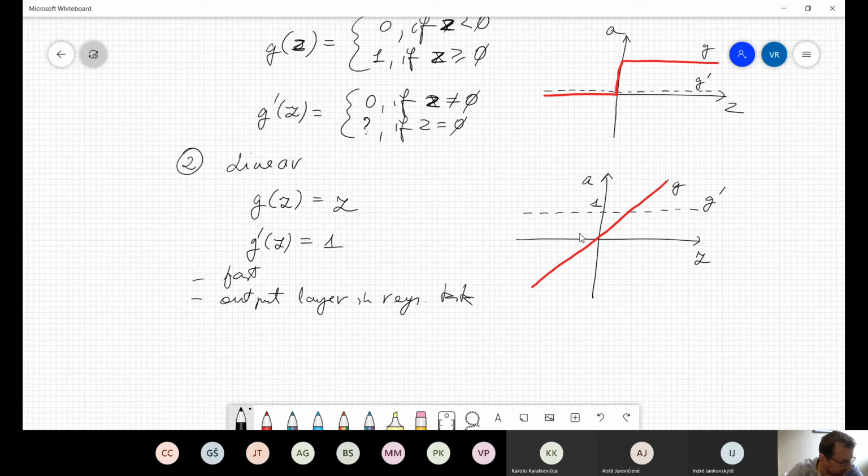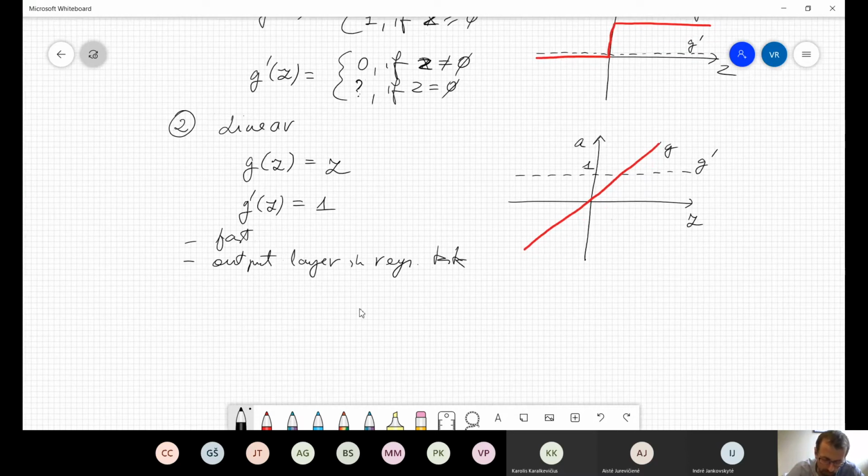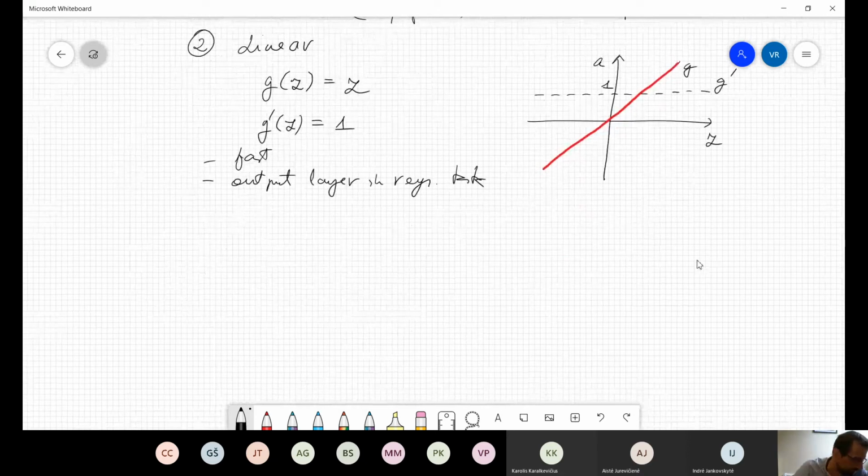If you used this on all the neurons in the network, what you get is linear regression. It would be a complicated machine for linear regression, because the whole network can collapse into a single layer. So this is used only on the output, not usually in hidden layers. If you're doing regression, use that for the output layer.